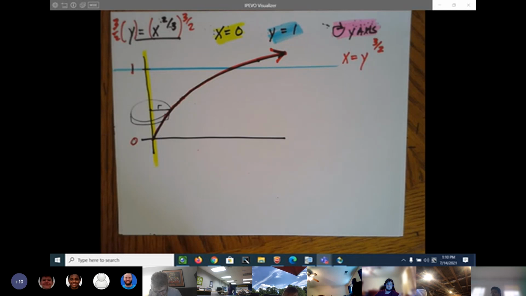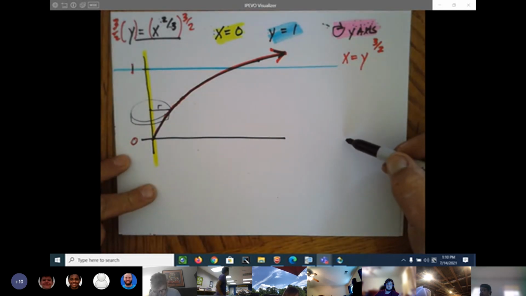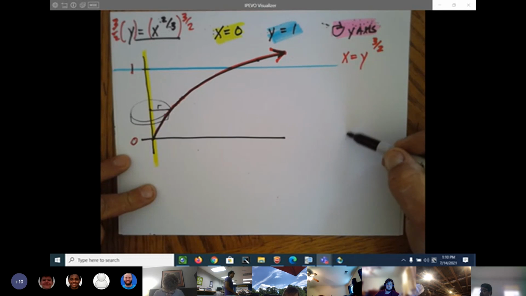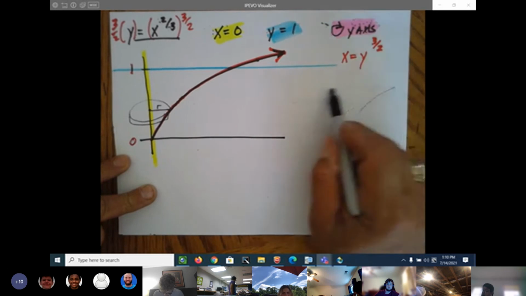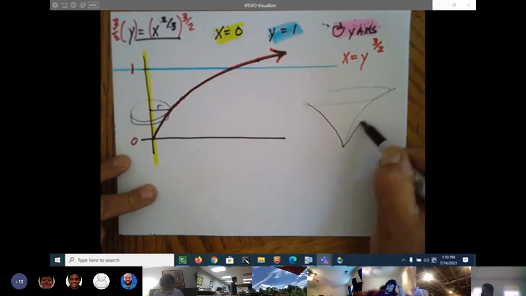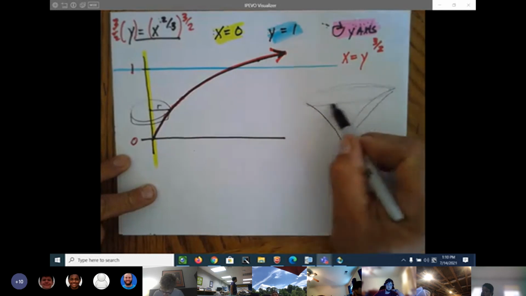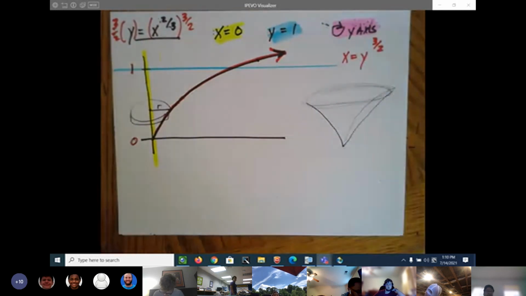What does this look like? It looks like a vase without a base to it. That's what it looks like. I think I'm getting better with my drawings. I doubt it.